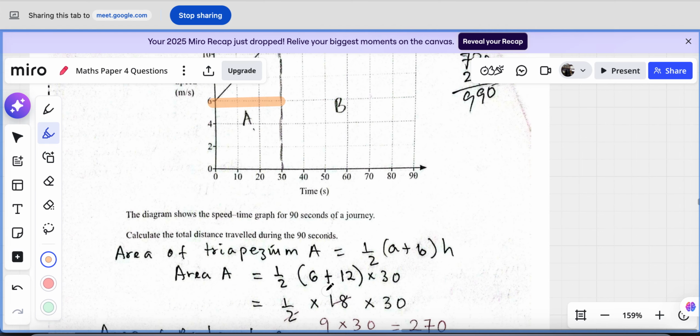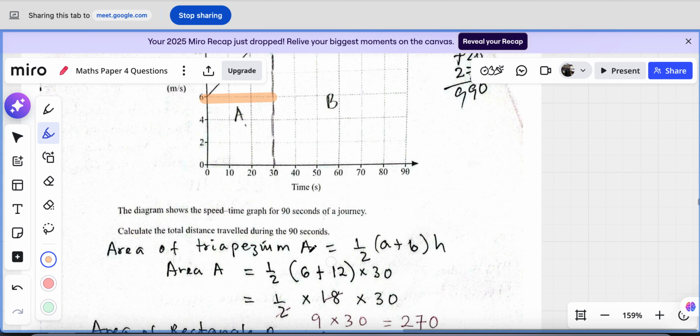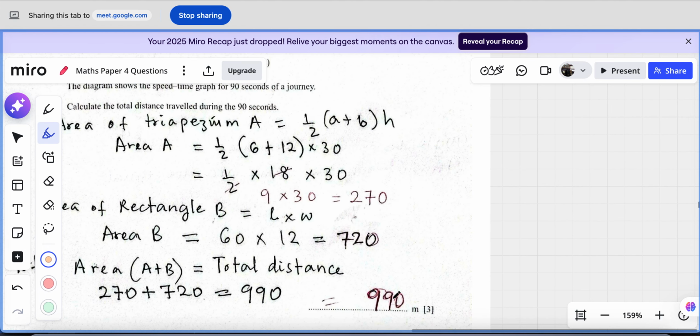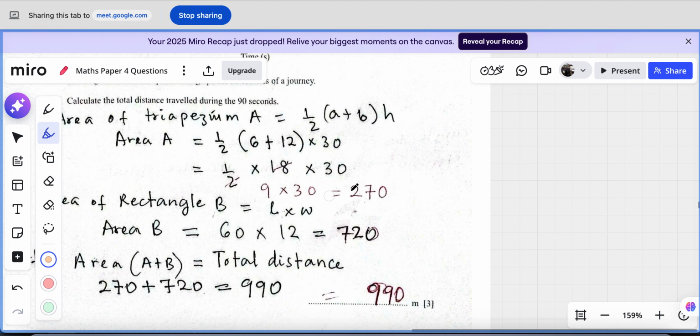So we just substitute those values into the area of a trapezium by saying area of trapezium equals half times (A plus B) times H. So half into 6 plus 12, multiplied by 30, which is the height. Half of 6 plus 12, which is 18, is 9. 9 times 30 will give us 270. Okay, that's how we got 270 for the trapezium.